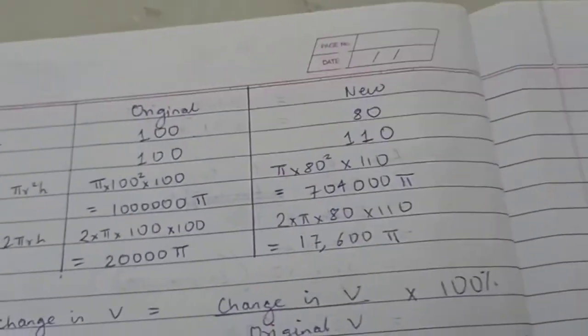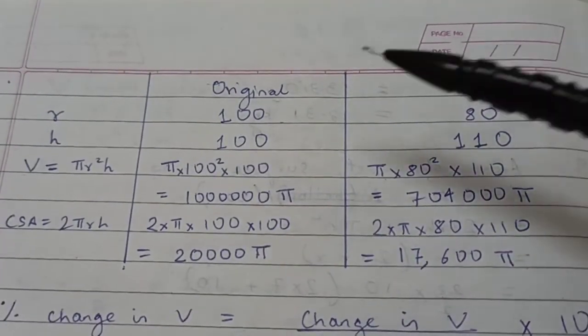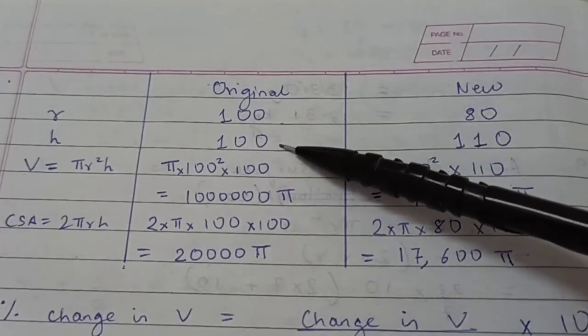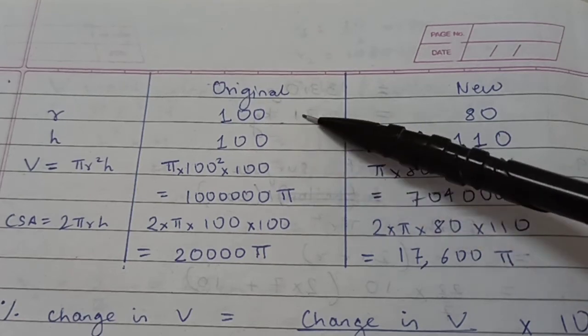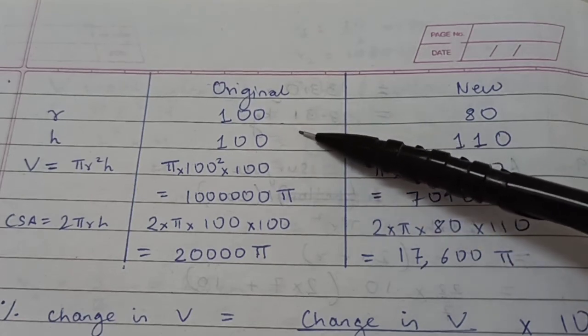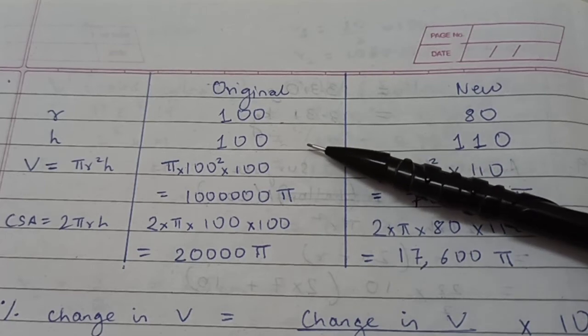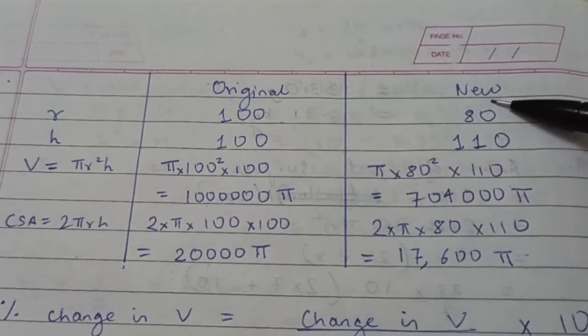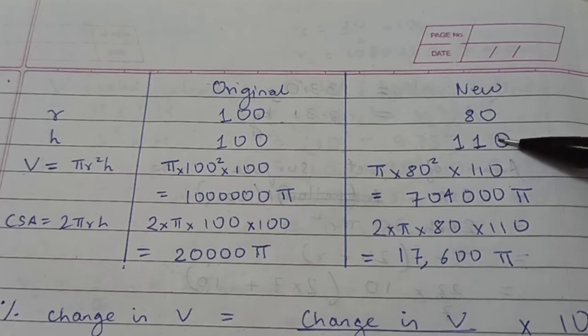So I'll make a table. I'll assume the radius to be 100 and the height to be 100. These are not the real values, assumed values, but that's fine because ultimately we want the percentage. The new radius is 80 and the new height is 110. Agreed?